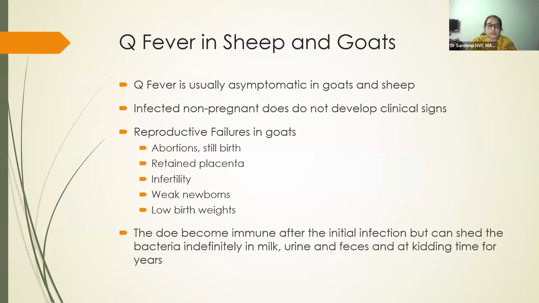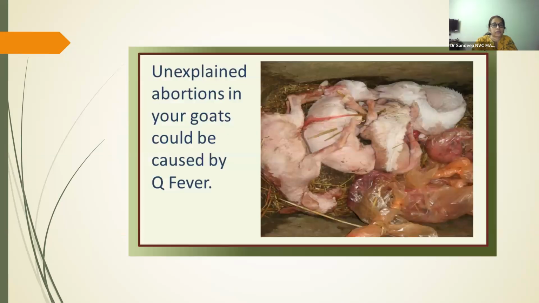Reproductive failures in the case of goats are abortion, stillbirth, retained placenta, infertility, weak newborns, and low birth weights. The doe becomes immune after the initial infection, but can shed the bacteria indefinitely in milk, urine, and feces, and at kidding time, for years. Because of that, it is very important, as it gives infection to other healthy animals, and accordingly, initially each healthy animal will show abortion in the flock.